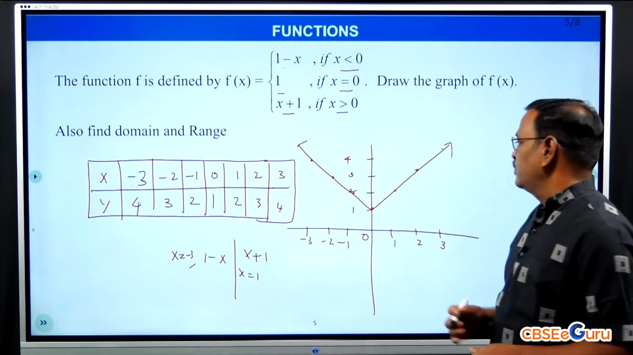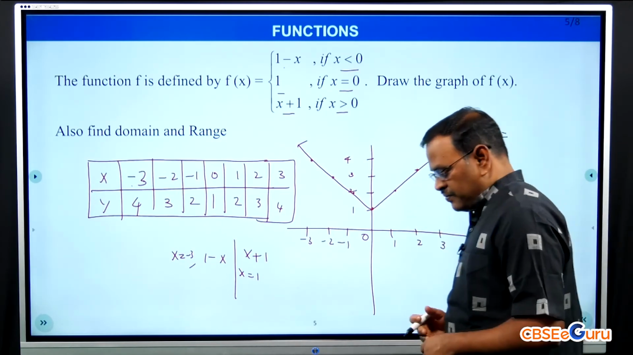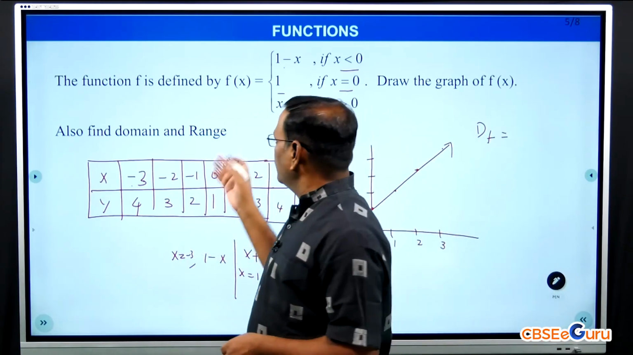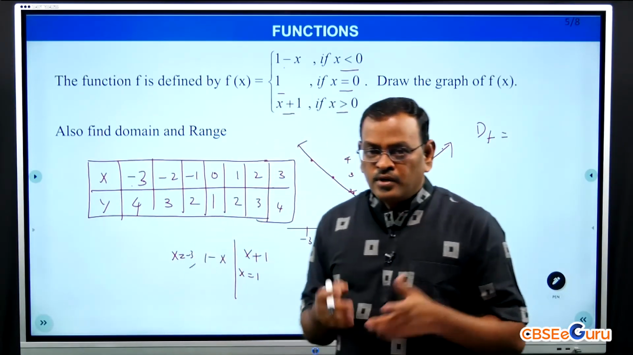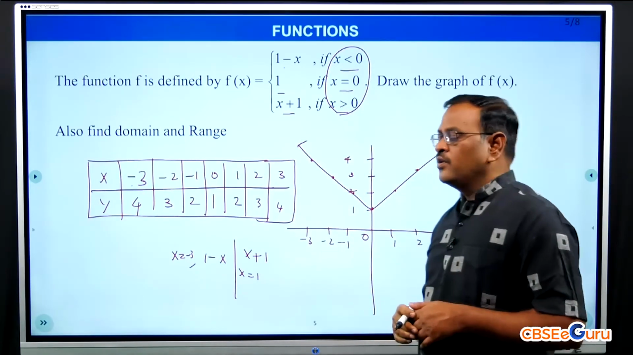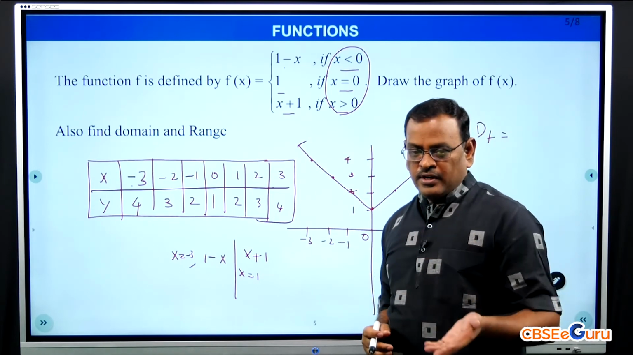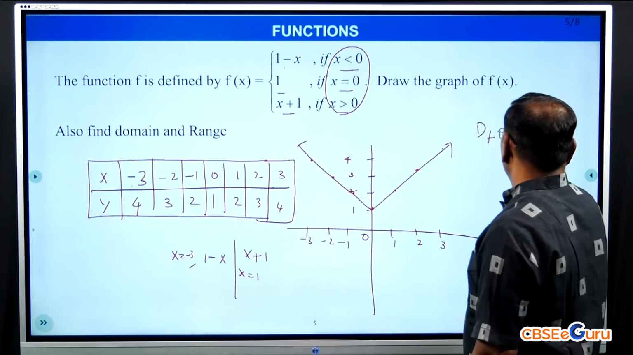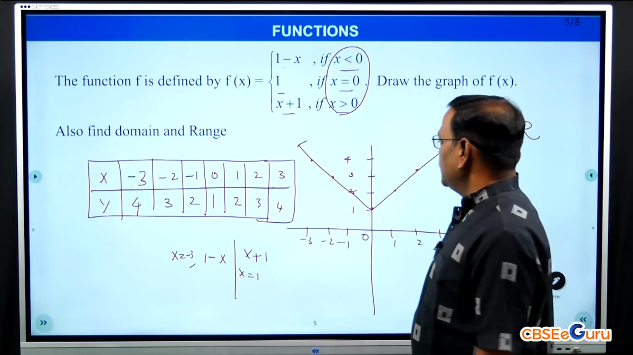Now, how to find domain and range? This is a very important part. Domain. If the graph is given, how to find the domain? Or from the question itself, we can find the domain. So, domain is nothing but input. So, what is the input value from the question? Less than 0, all negative numbers, 0 and positive numbers. If you combine all the three cases, negative numbers, positive numbers and 0, that is nothing but the whole real numbers, that is R. That is R, the input value. And what is the output value?